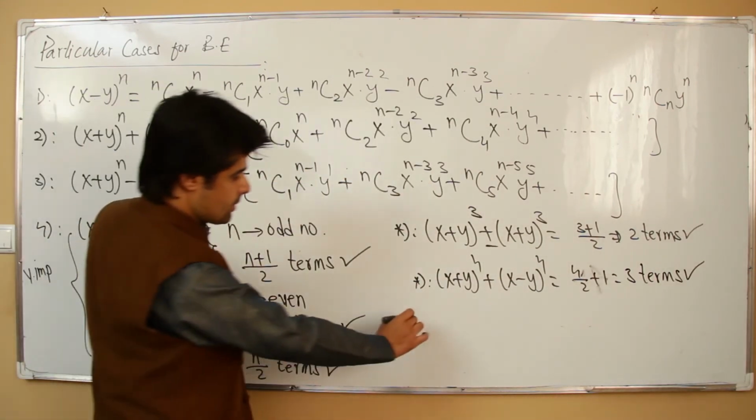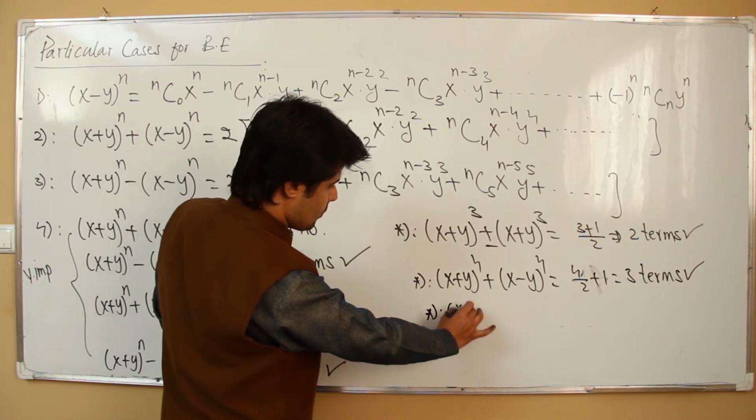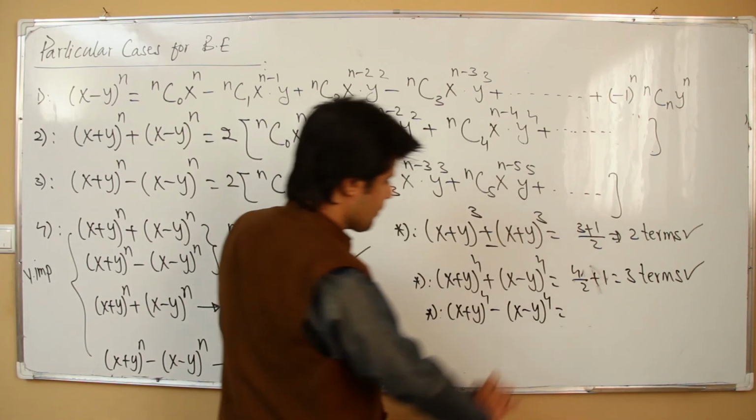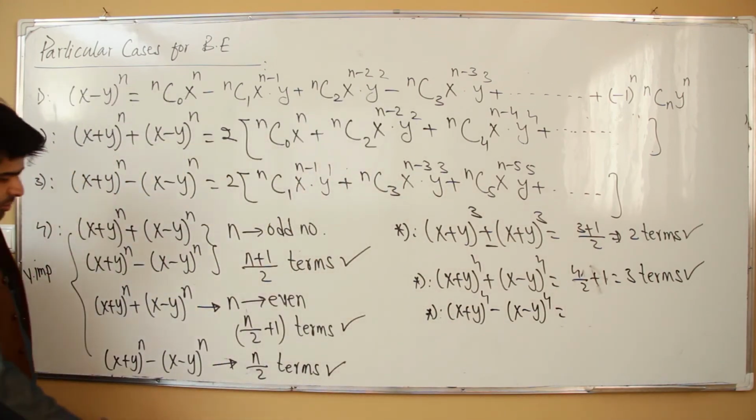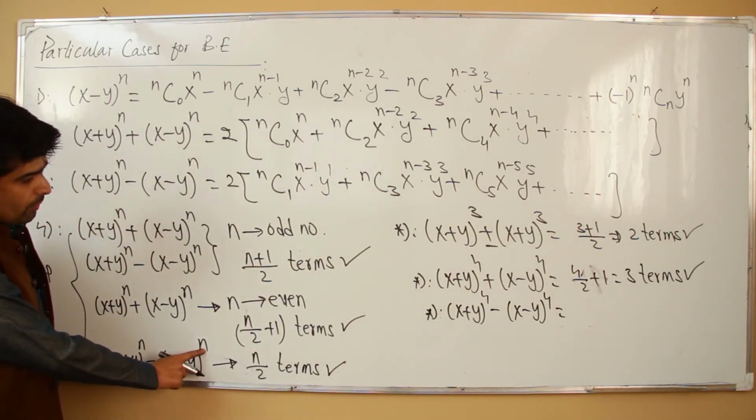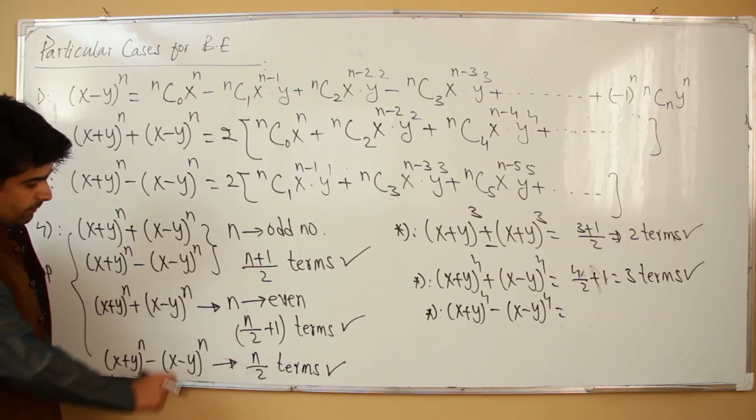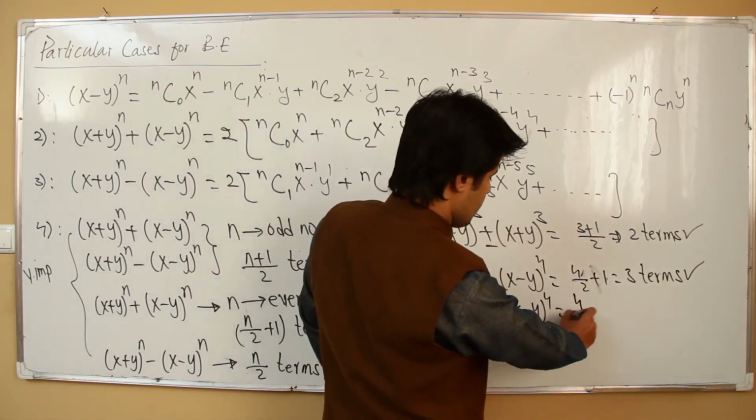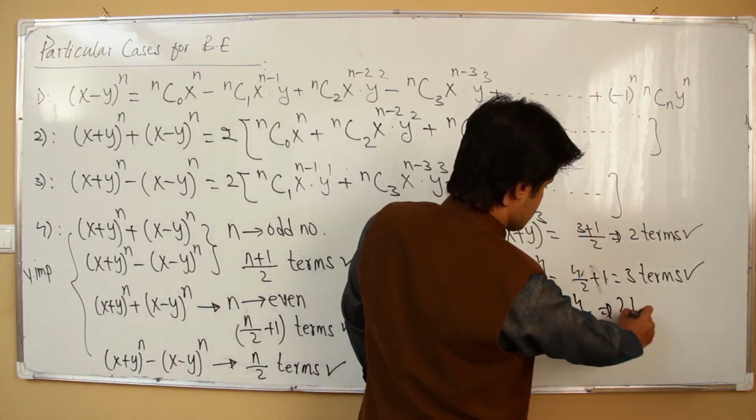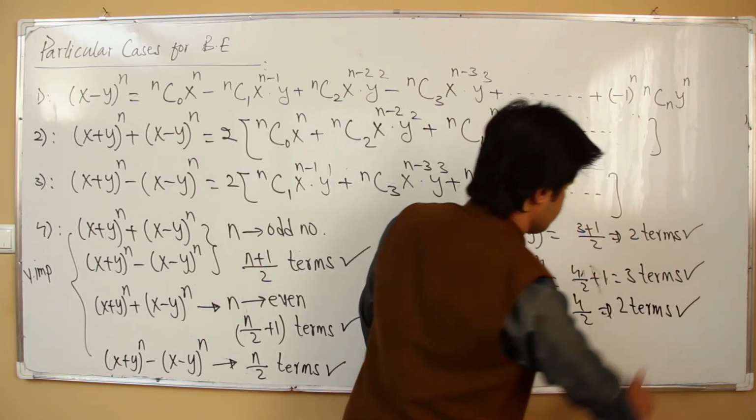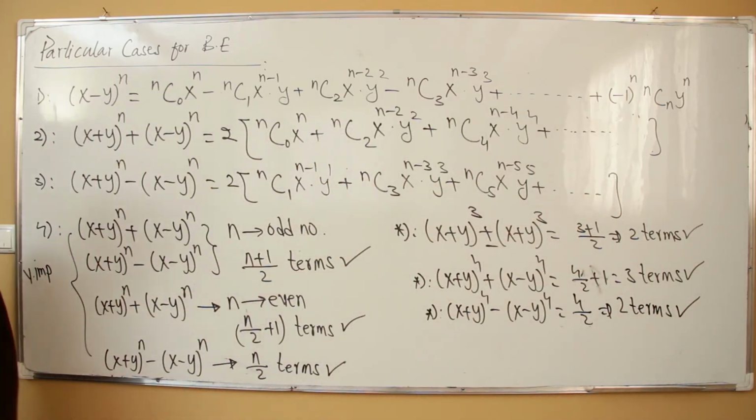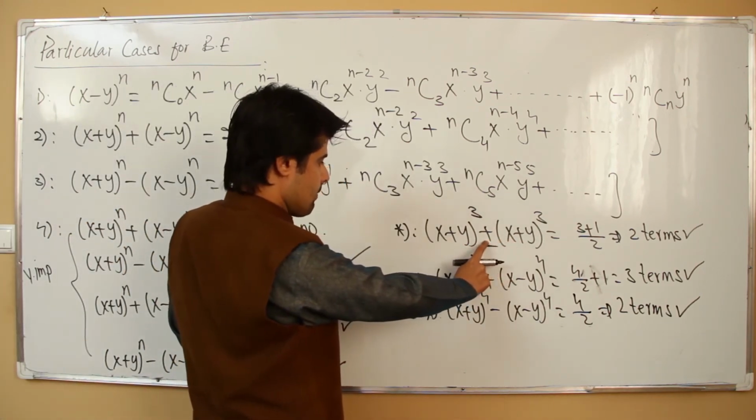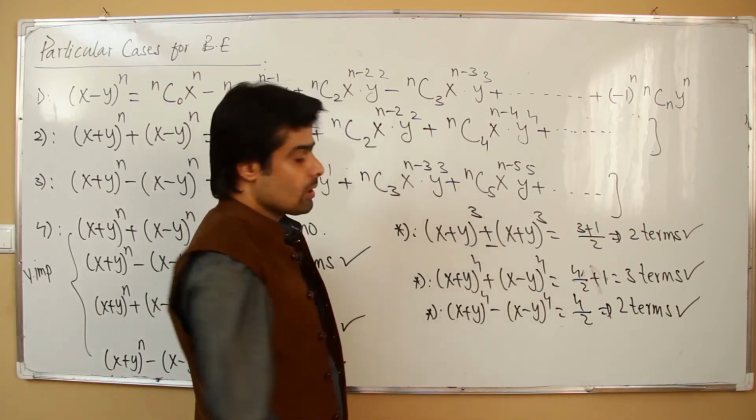But if you have this case, x plus y raised to the power 4 minus x minus y raised to the power 4, how many terms? First check whether n is an even or odd number. It's an even number. If this one is even, n divided by 2. n is 4, 4 divided by 2, then it has 2 terms. If you do not believe, then please expand this one, then sum or subtract, then count the terms.